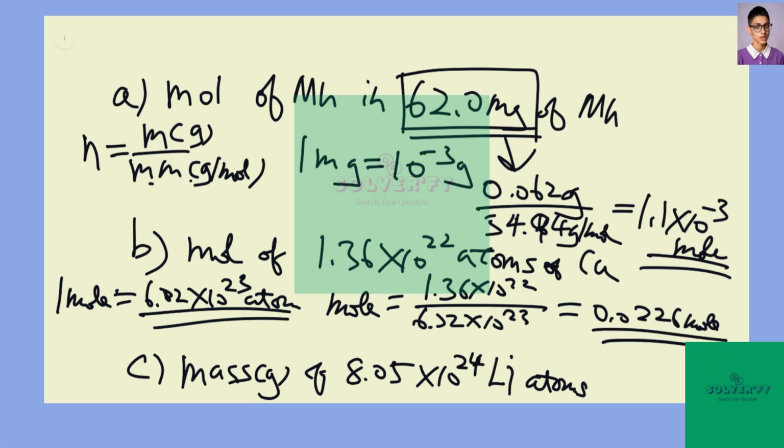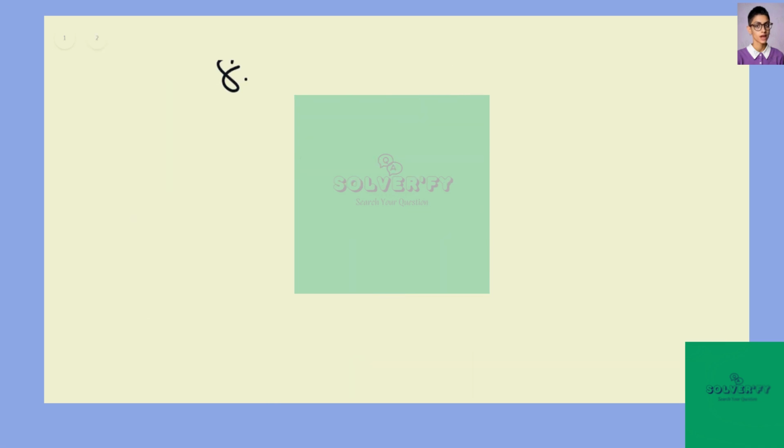for copper. Okay, for part C, we need to find the mass of 8.05 times 10 to the 24 lithium atoms. So we're going to look at a new page over here. So we need 8.05 times 10 to the 24 lithium atoms, and we want to find the mass of it.